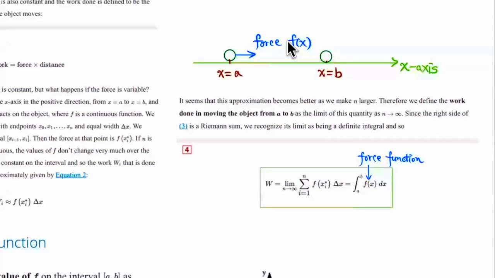So remember, that's the work done. By moving this particle from here to here, how much work is done? So we integrate this function with respect to x, x going from A to B. That's the work done.